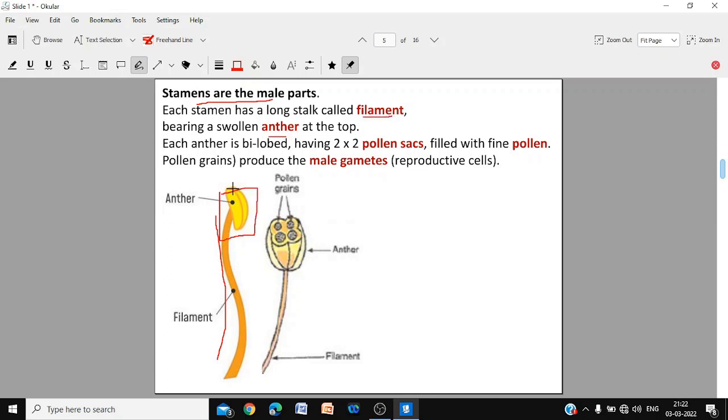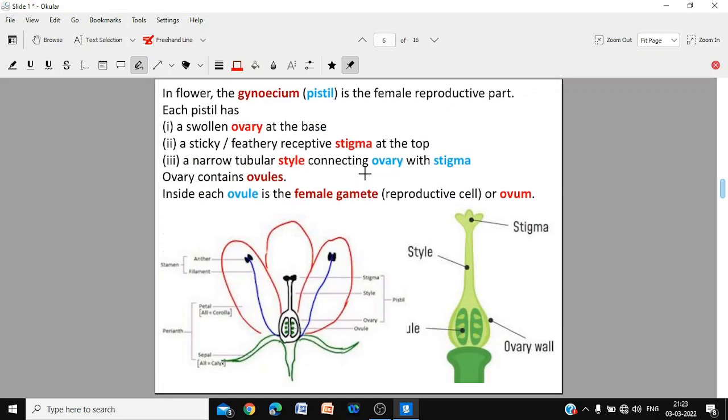The anther is bilobed. Here you can see the two lobes, lobe number 1 and lobe number 2, having 2 into 2 pollen sacs. That means 2 in the first lobe and 2 in the second lobe. So 4 pollen sacs filled with fine pollen grains. Pollen grains produce the male gametes. Do not think pollen grains are the male gametes. Pollen grains produce the male gamete.